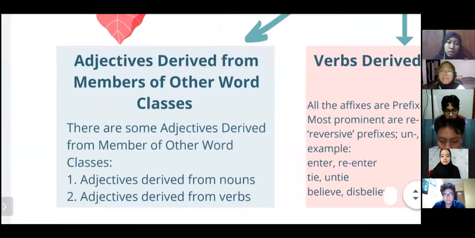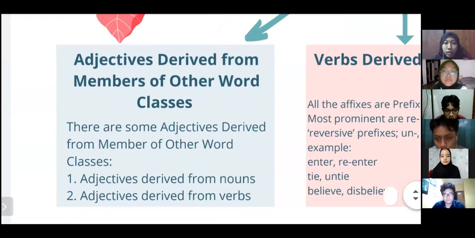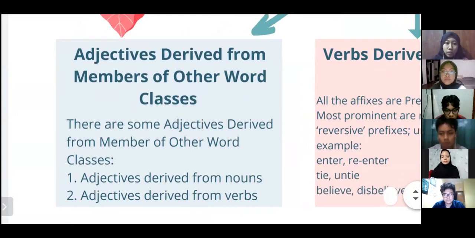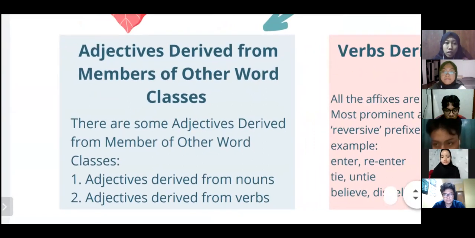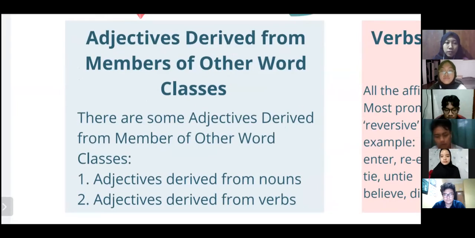There are some adjectives derived from members of other word classes. The first, adjectives derived from nouns. And then the second, adjectives derived from verbs. The first one, adjectives derived from nouns. I have some suffixes that form adjectives from nouns. For example, the suffix -al in the words original, personal, and national. And then the suffix -ish in the words selfish, foolish, and boyish.